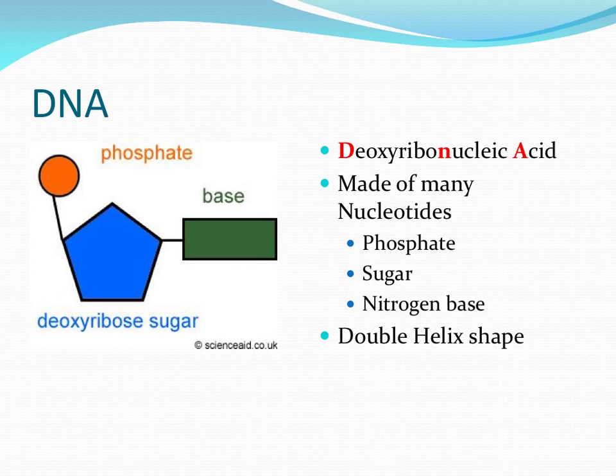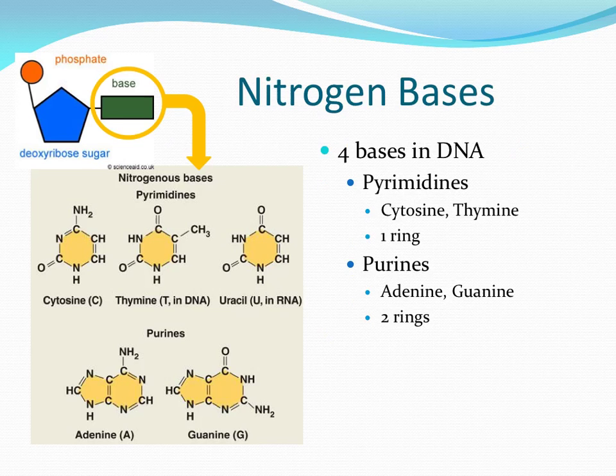And so again, we see that nucleotide: you've got your phosphate, you've got your deoxyribose sugar, and you've got that base. And DNA has the characteristic double helix shape. That's the most important thing, having that double helix. Within the nitrogen base that you just saw, you have 4 different options of nitrogen bases. There's 4 bases in DNA.